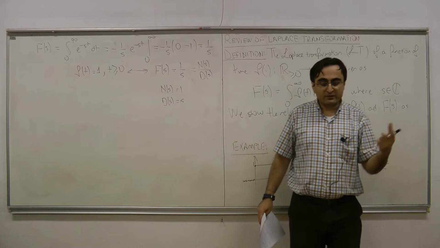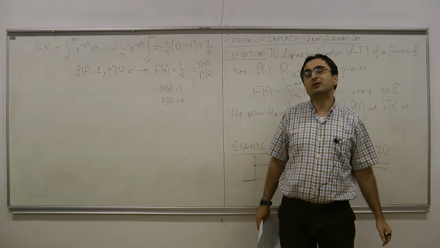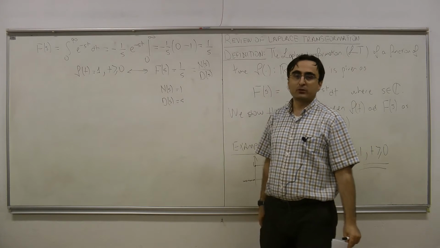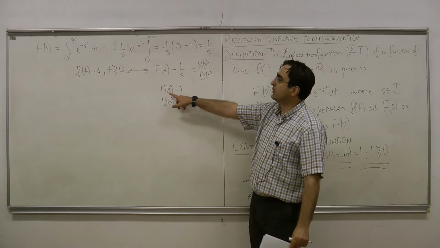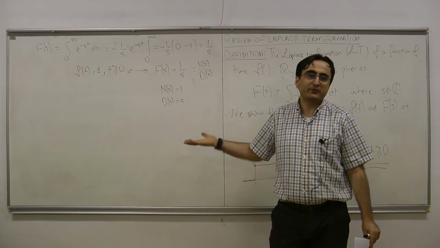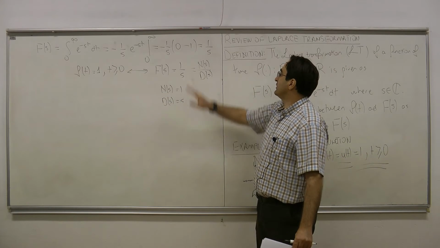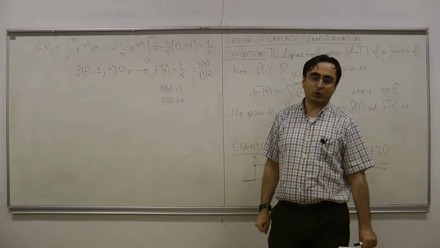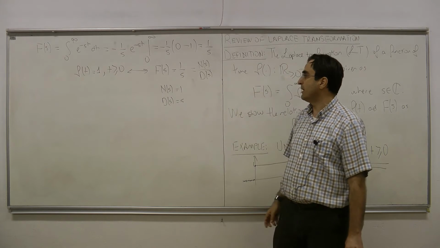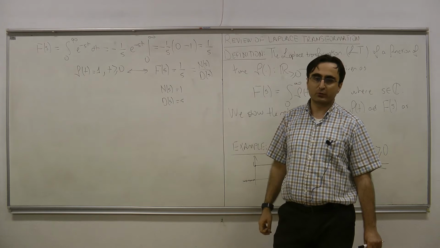Root of a polynomial is the value of the argument of the polynomial at which the value of the polynomial is equal to 0. So when is n of s equal to 0? For which s value is n of s equal to 0? It is for no s values. Therefore, this Laplace transformation will not have any zeros. I will call the roots of n of s the zeros of this Laplace transformation, and I will call the roots of d of s the poles of this Laplace transformation.